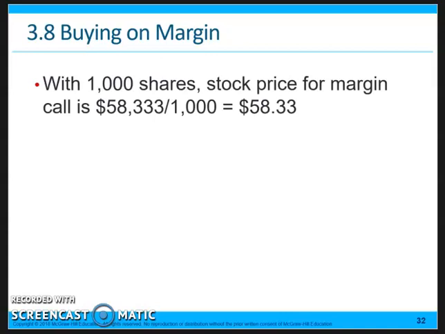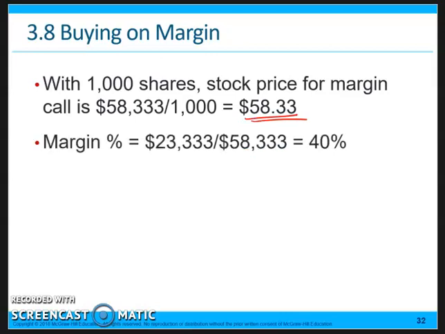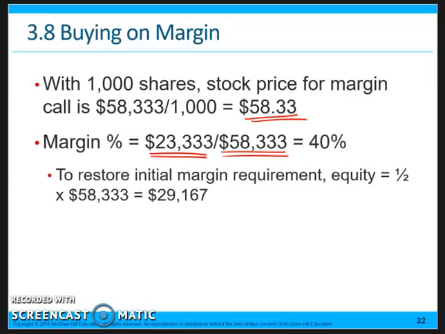So with 1,000 shares, the stock price for a margin call is $58,333 divided by 1,000, or $58.33, what I calculated before. At that point, the margin percent is 40%. So this is your equity, $23,333, and the position value is $58,333.